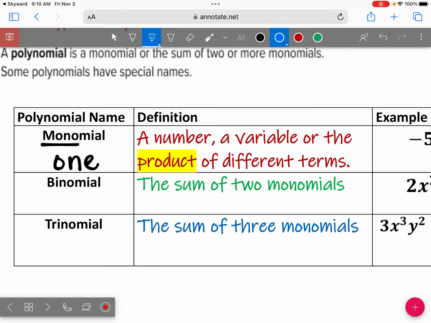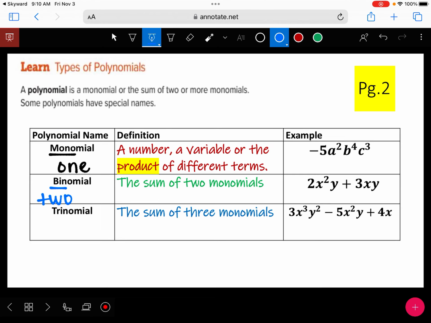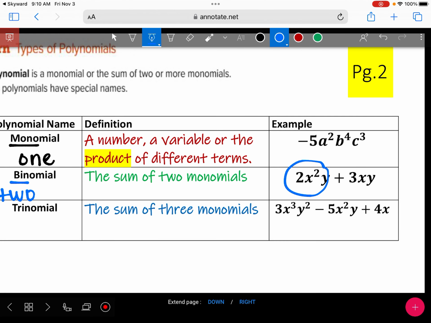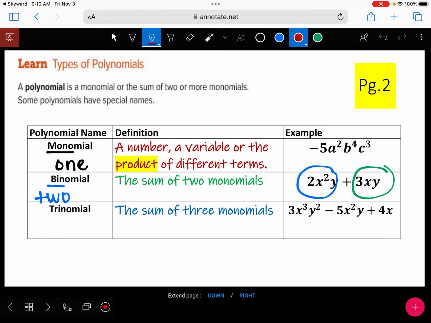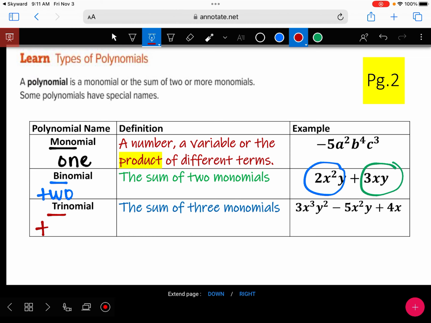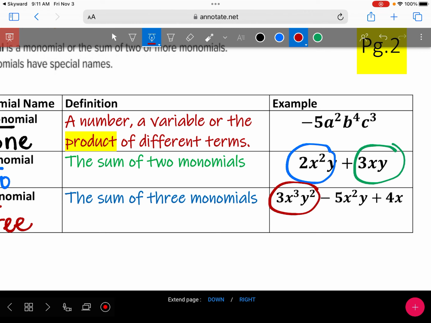Bi means two. So notice how we have two different terms. This is one term. This is another term. They're being added together. That's why it is a binomial. And then lastly, tri. Tri means three. And we have three terms. We have 1, 2, and 3. Okay?